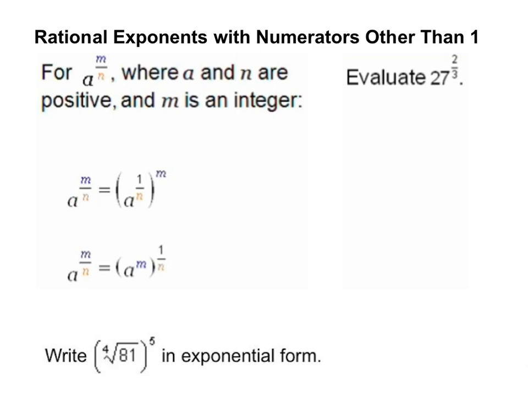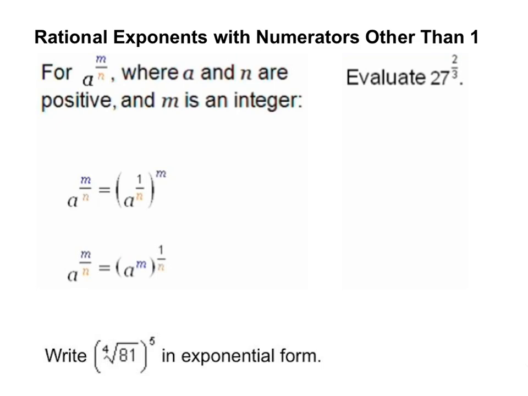If you have a to the m over n power, you can split that up into the product of 2 exponents and raise one exponent to another. One thing that people do is take the nth root of a and then raise it to the power m. Another way is to take a to the m power and then take the nth root of that.